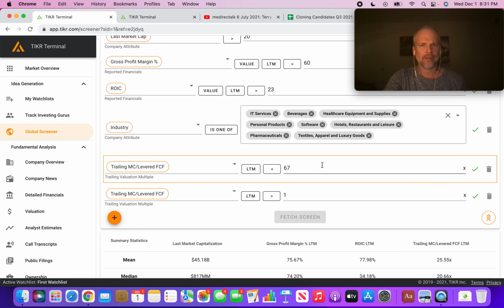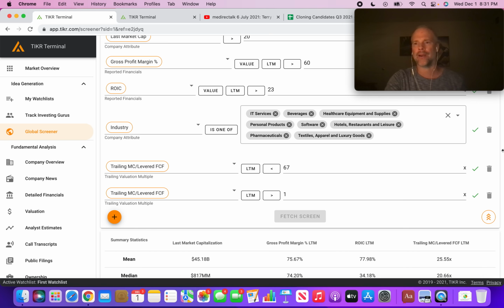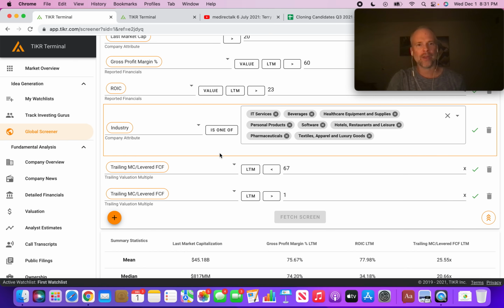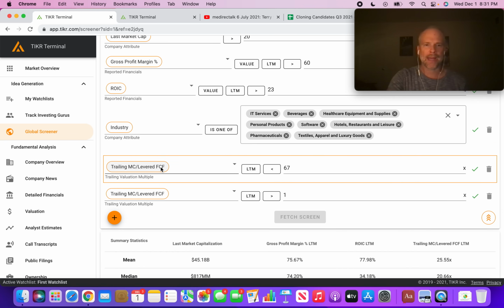So now this is the free cash flow metric here. I had to get a little creative with this one because there's no free cash flow yield in the screener for TIKR Terminal. So what I did here is I found something that was as close as I could get: trailing market cap divided by the levered free cash flow. If you take the inverse of this, you get, say, a conservative estimate of the free cash flow yield.